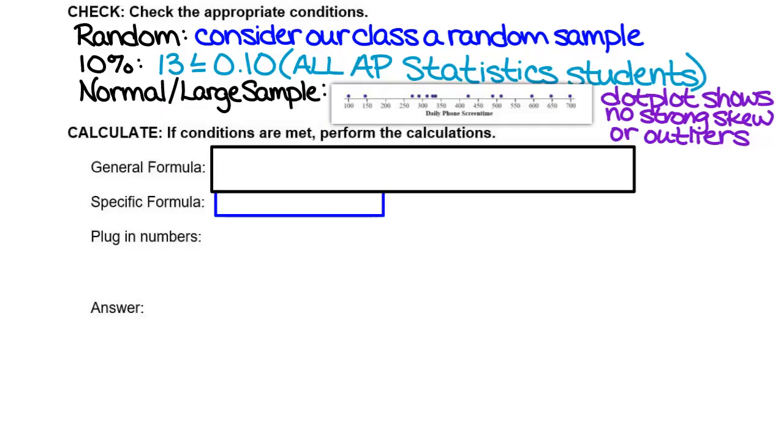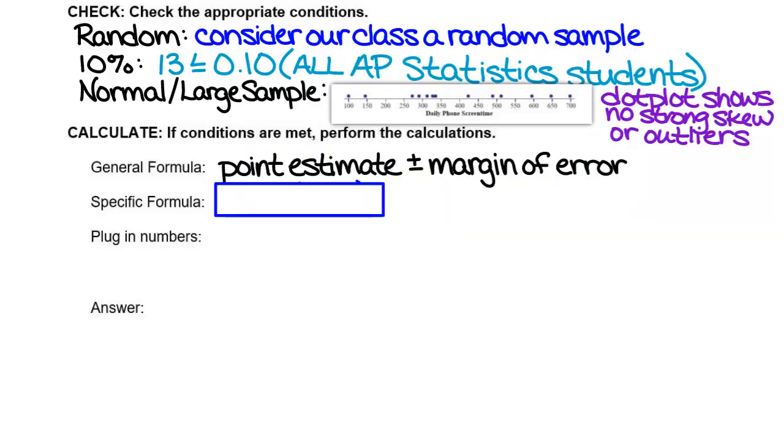All right. We're going to do the general and specific formulas, and then I'm going to set you guys loose to finish up the rest of this page on your own. You may work together if you would like. What is the general formula for any time we do a confidence interval? Point estimate plus or minus margin of error.